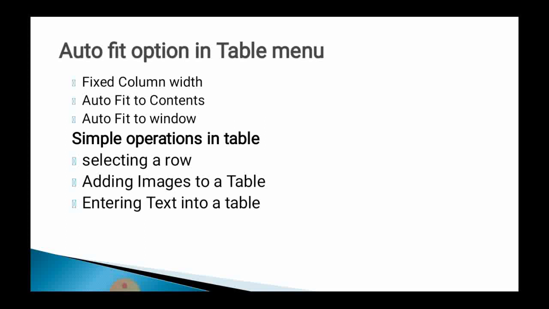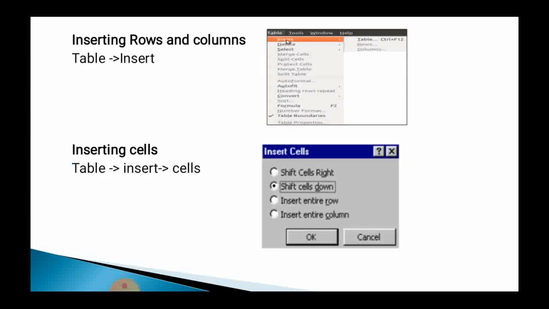Okay, next thing is entering text into a table. How to enter text? The first thing is you can just right click onto that and select the text option, or else double click onto the cell and start entering your text. To move to the next cell, you can press tab or use the up arrow, down arrow navigation keys.